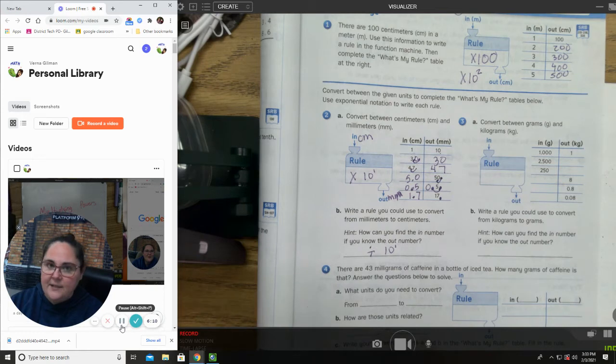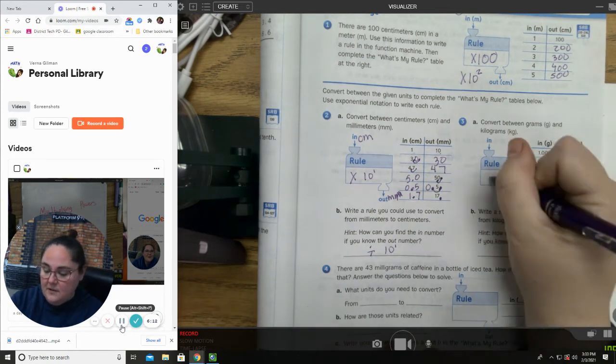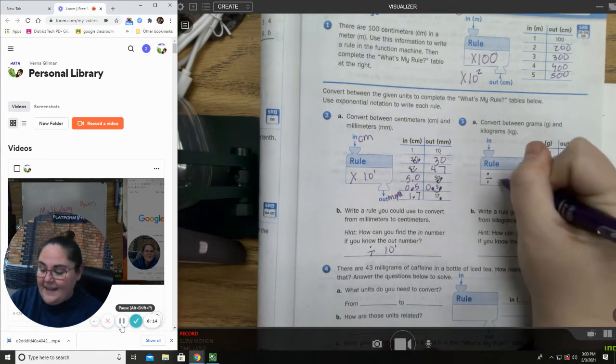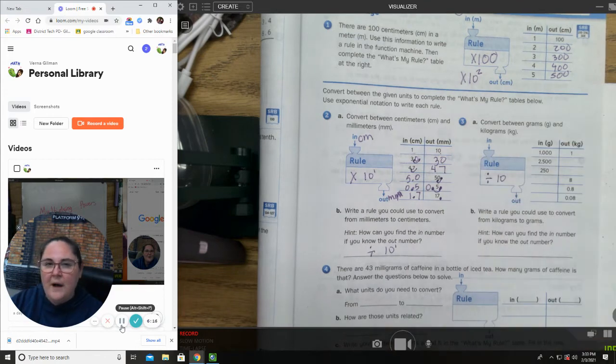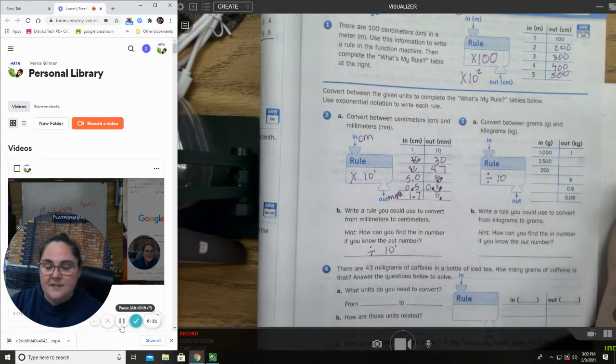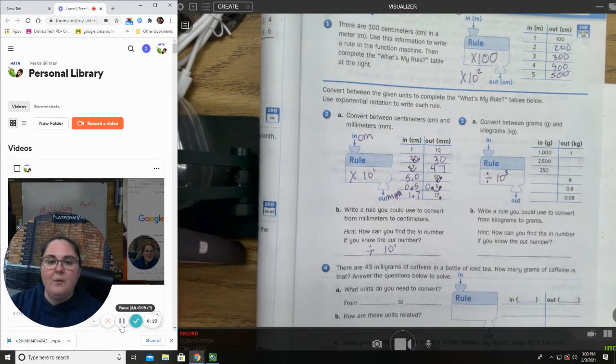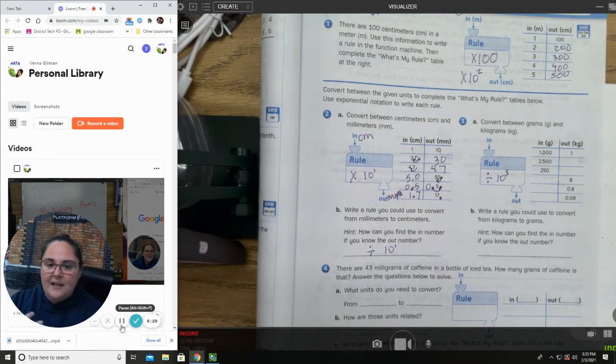Now, I need to write it in exponential notation. So I'm going to divide by 10 to the what power? 3 zeros, third power. That's what you're going to do. All right? Now, keep that in mind.